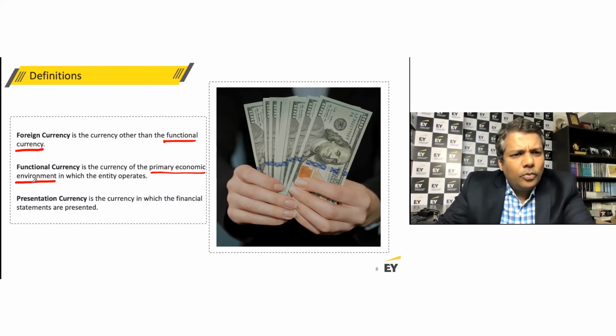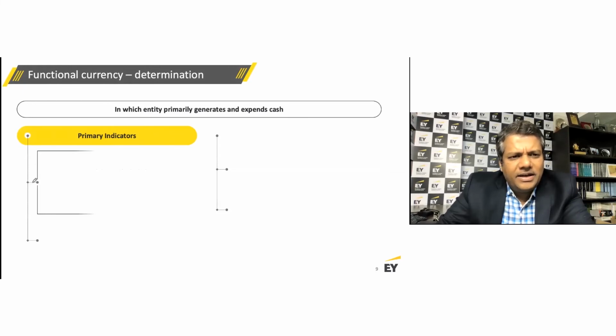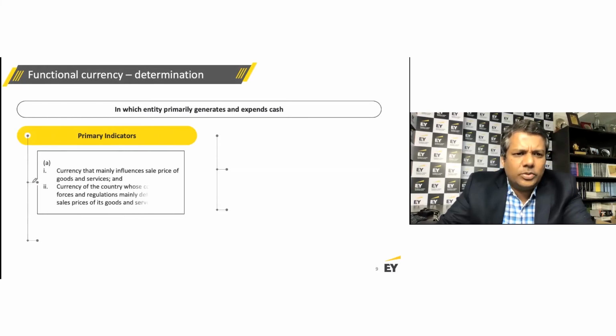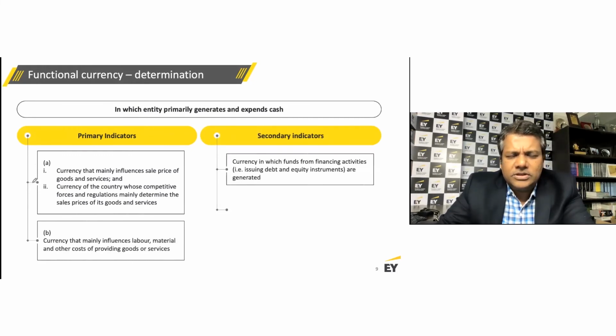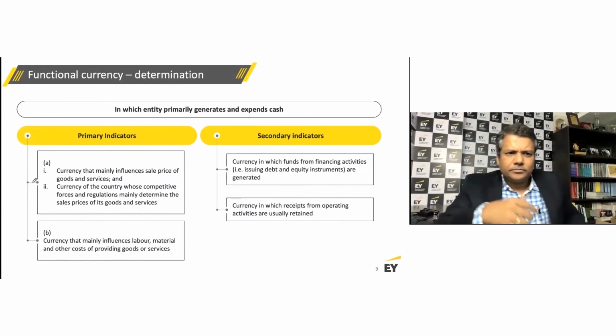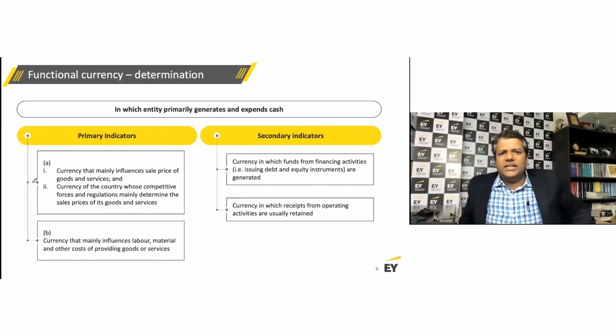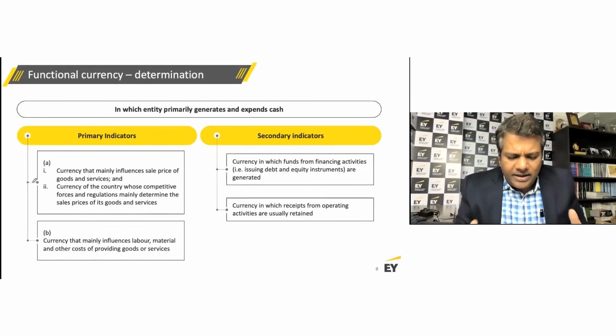So now we will focus on how you determine your functional currency, or what's the meaning of the primary economic environment. The primary economic environment has been defined through two sets of indicators: the primary indicators and secondary indicators. Let me let the full slide come through. The currency in which the entity primarily generates and expends cash, is the currency in which you are generating cash and spending cash.